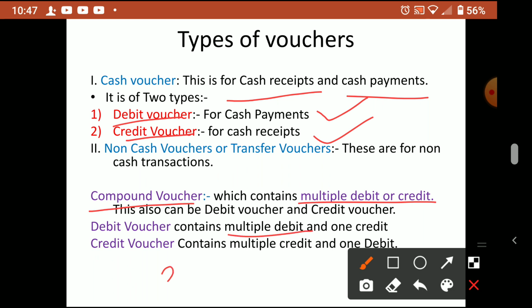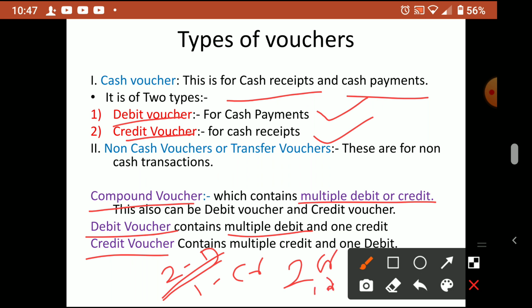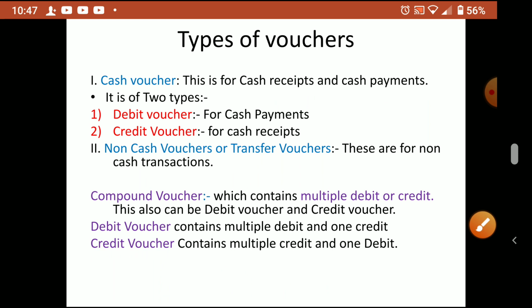So two items debit and one item credit, that is called what? Debit voucher. Debit part more than one is there. Now credit voucher means two items credit and one item debit, that is why it is known as what? Credit voucher. Okay, so these are the types of vouchers. So different vouchers are given in your book, you just go through that.